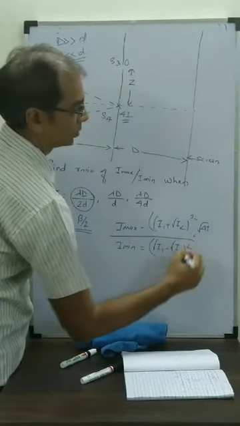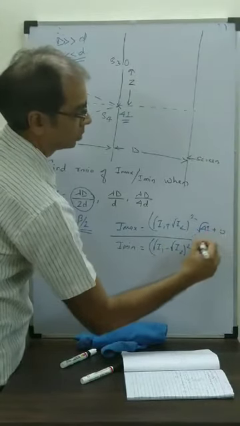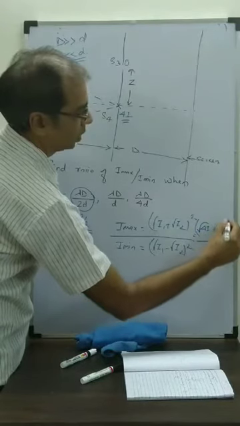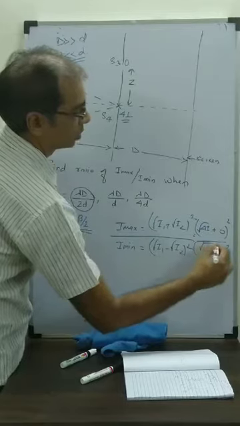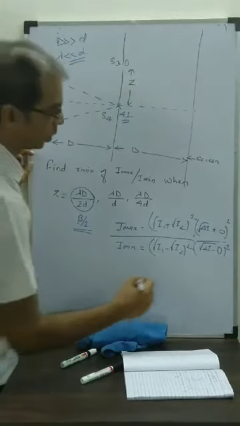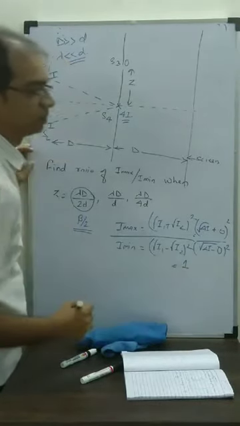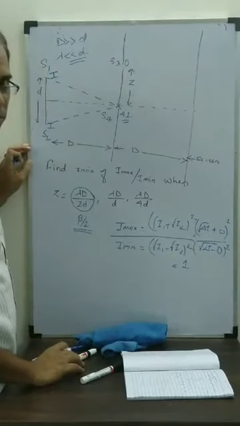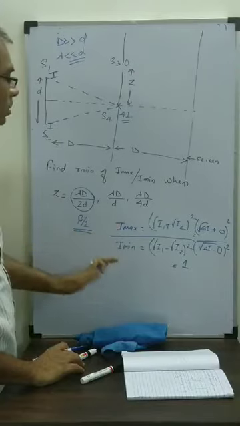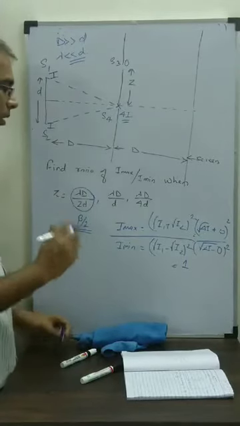4I plus 0 square. 4I minus 0 square. What is going to come? 1. Okay, answer will be 1 because numerator and denominator both are same. So in this case, the ratio of I maximum to I minimum is going to come 1.